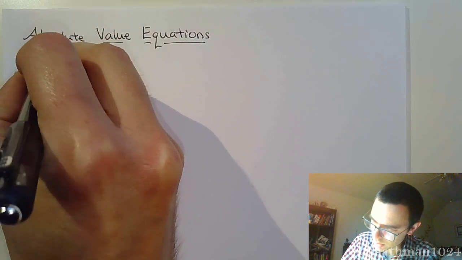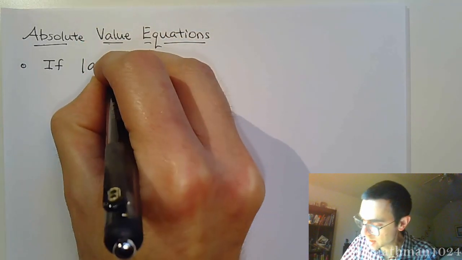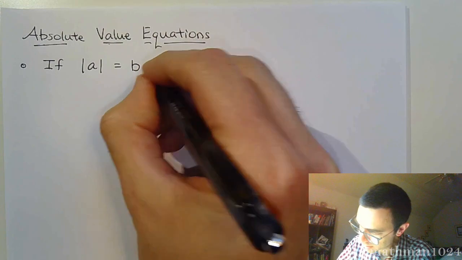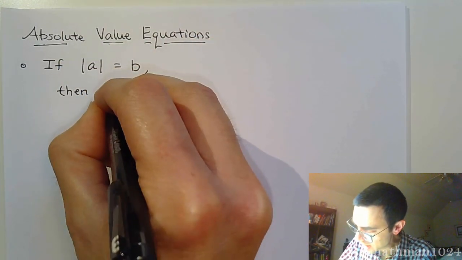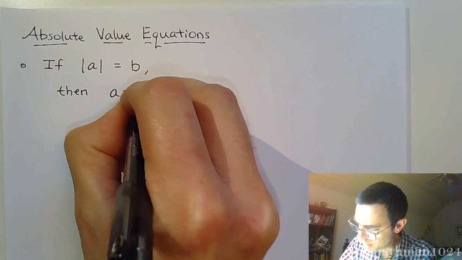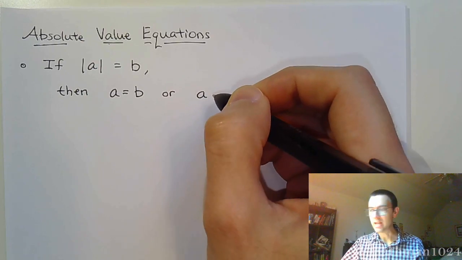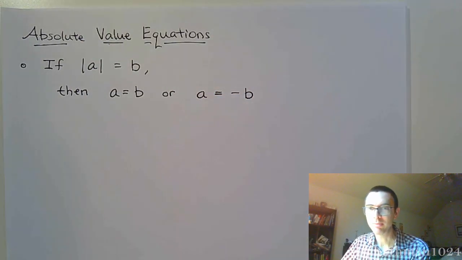So here are a couple of statements for us. If the absolute value of an expression A is equal to another expression B, then what we conclude from this is that A has to equal B, or the expression inside, that A, has to equal the opposite, negative B.